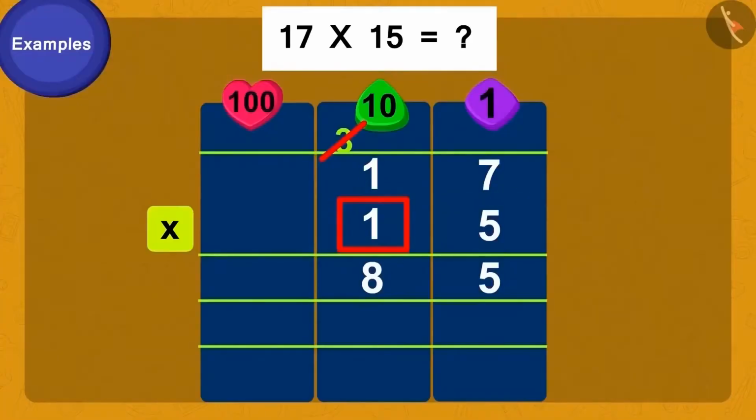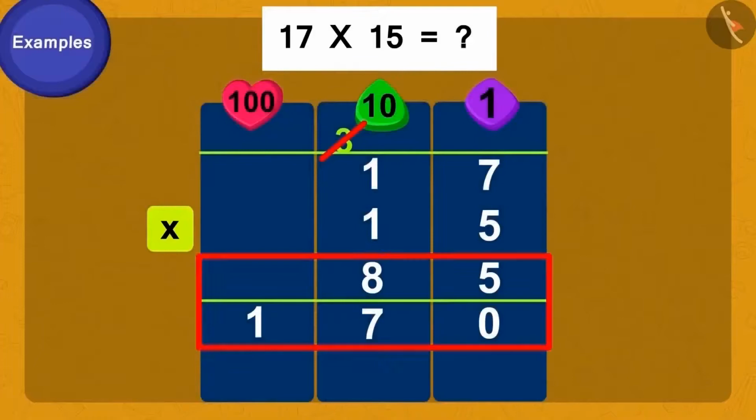Now we will multiply the 1 of 15 by the digits of 17 from right to left. We will write it in the second row. Before starting the multiplication process, we write a 0 like this in the unit space. First we multiply 1 by 7. Is it done? 7. We will write it like this. Now finally, 1 is multiplied by 1. That's 1. We will write it like this.